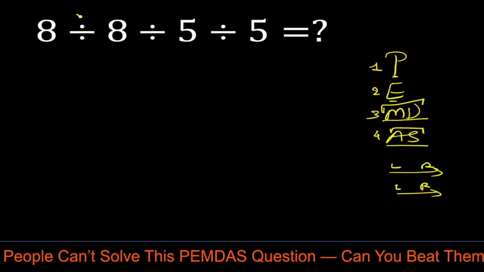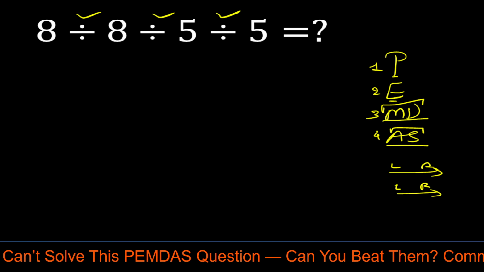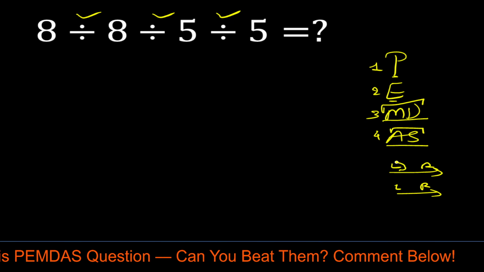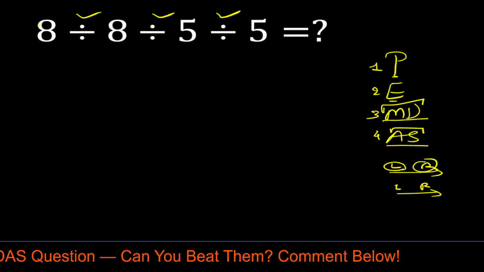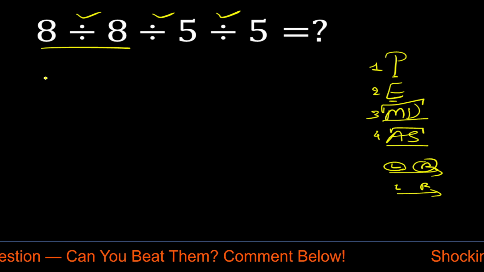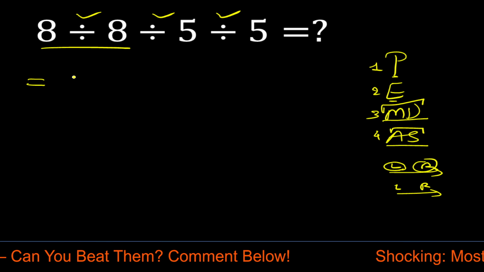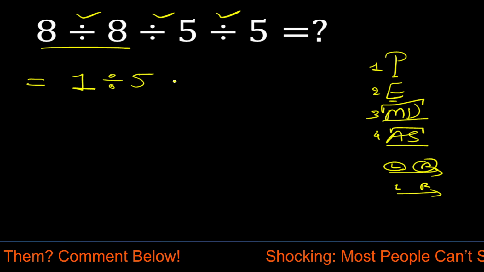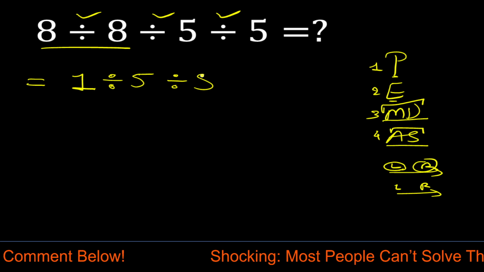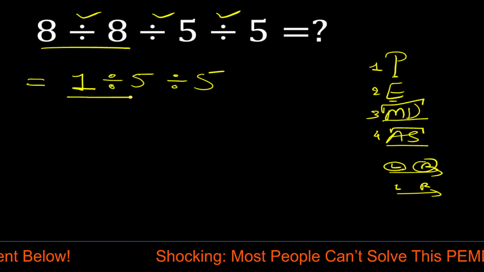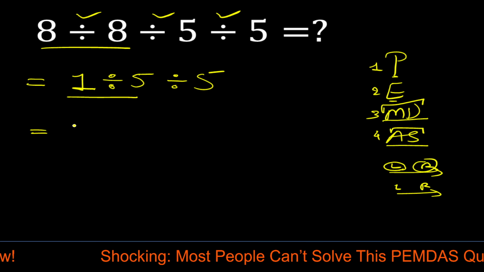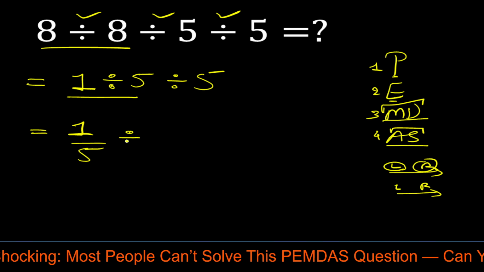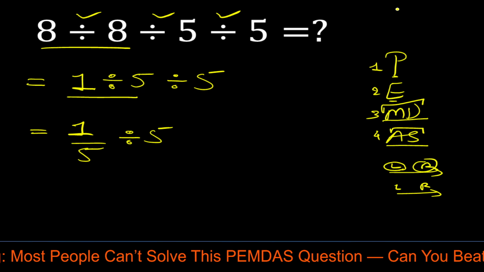So in this question, here we have division, and here division. And all have equal priority, so we have to solve it from left to right. So first we have to solve this division, right? So 8 divided by 8 is equal to 1 divided by 5 divided by 5, right? Now 1 divided by 5 can be written as 1 upon 5 divided by 5, right?